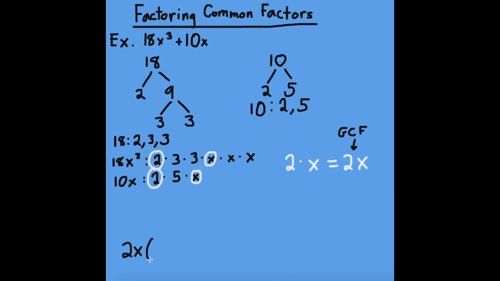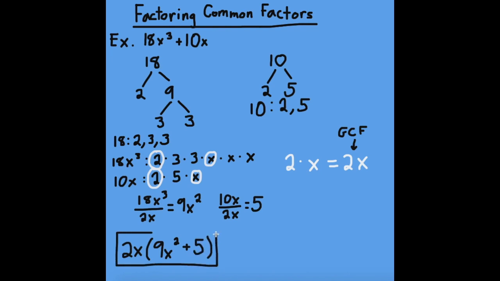Now, we see what each term divided by 2x is. So the first term is 18x cubed. So I will do 18x cubed divided by 2x, which equals 9x squared. So I will write 9x squared in the parenthesis. The next term is 10x. So I will do 10x divided by 2x, which is 5. So I will write plus 5 in the parenthesis. So our answer is 2x times 9x squared plus 5.